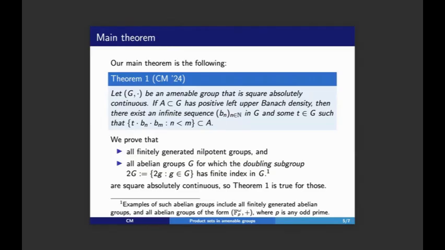Furthermore, we prove that all finitely generated nilpotent groups are square absolutely continuous, and also all abelian groups for which the subgroup 2G has finite index in G also are square absolutely continuous. Now observe here that for abelian groups, instead of G squared, we write 2G, and the reason is we think of abelian groups with additive notation. Note that examples of abelian groups where 2G has finite index in G include finitely generated abelian groups and groups of the form F_p to the omega, i.e. infinite direct sums of the group F_p with itself, where p is any odd prime.